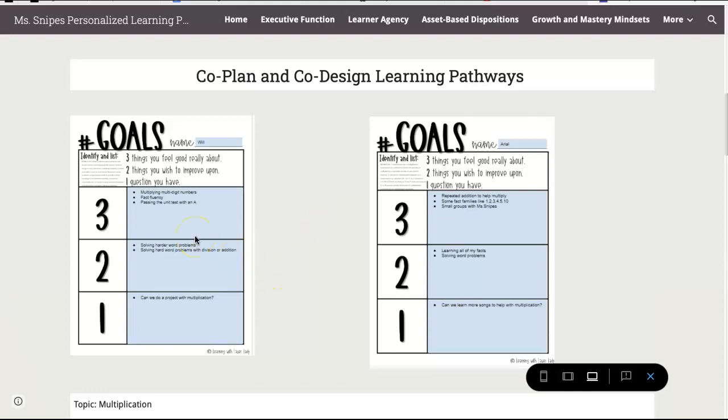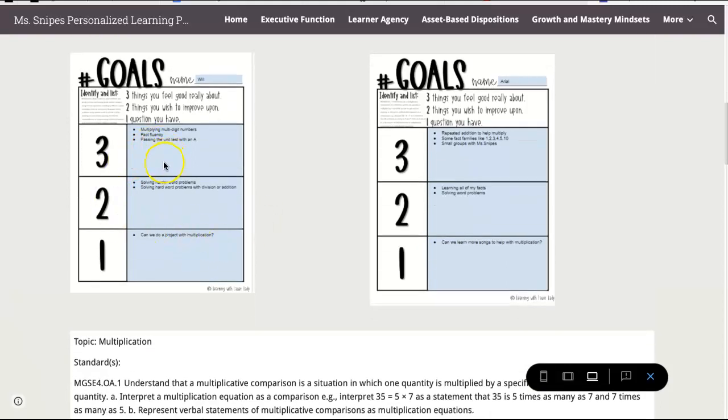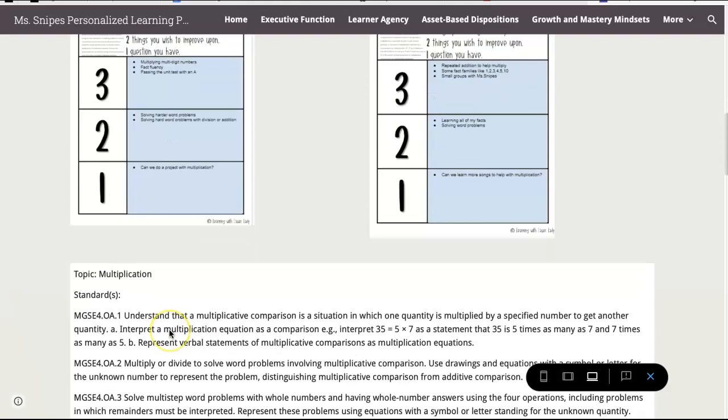We complete the #goals assignment where they tell me 3 things that they feel really good about for that particular learning target, 2 things they wish to improve upon, and 1 question that they have. For this particular student, Will, his thing was multiplying. His learning target was being able to multiply multi-digit numbers, and something that he really wanted to do was complete a project with multiplication.